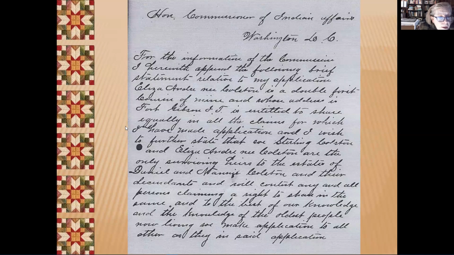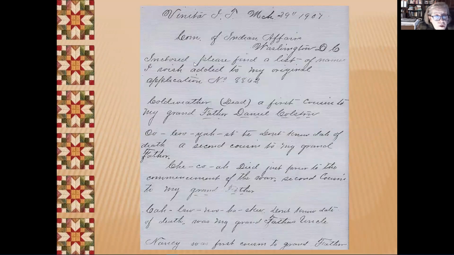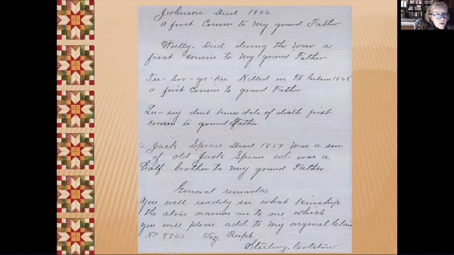Excuse me. I'm going through. And then he goes through, here's another letter. And enclosed, please find a list I wish to add to my original application. And he tells all of those people. So he's just full of information. Here's somebody killed at Fort Gibson, a first cousin to my grandfather. And he just has all kinds of stuff.